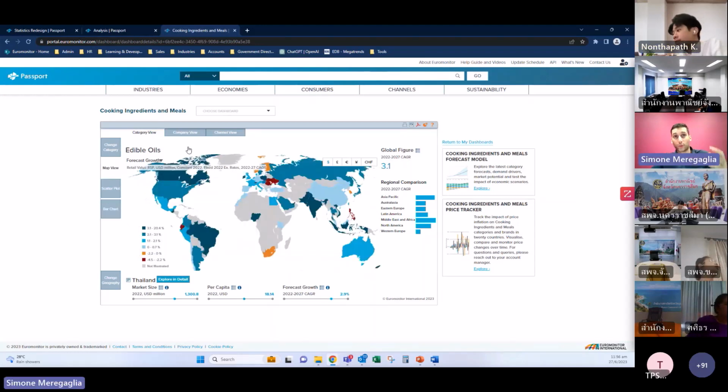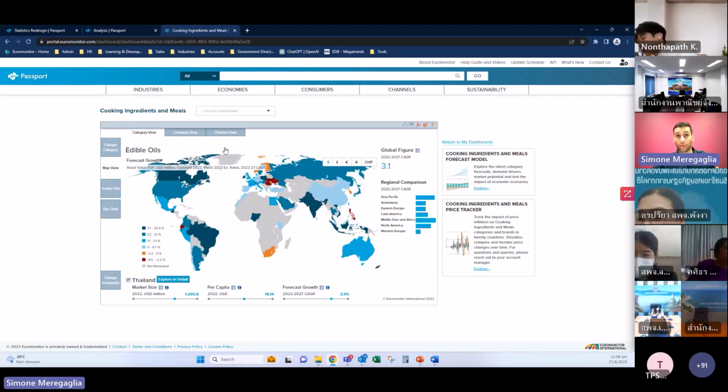So the dashboard is a great tool for you to see from an overall world perspective, and TPSO subscribes to 60 countries. So in all these 60 countries, where is the biggest player? Which one is the biggest player, and how is the market in those countries?